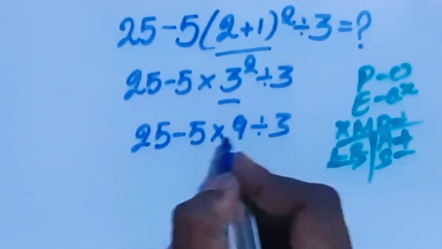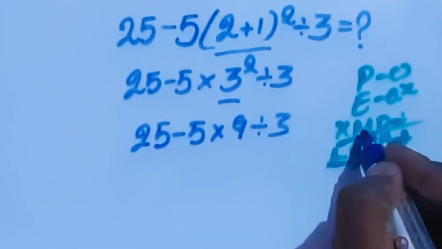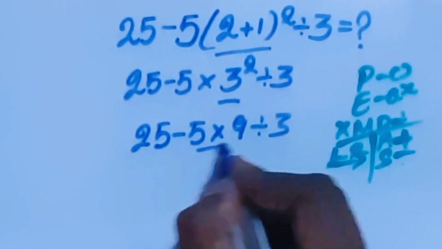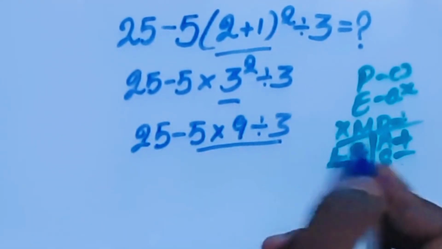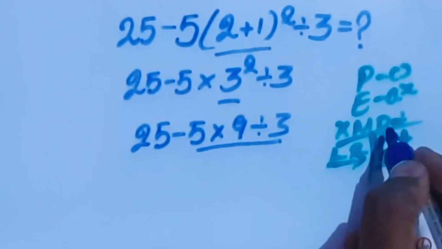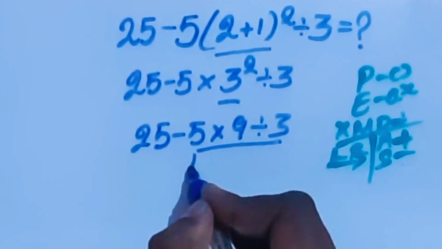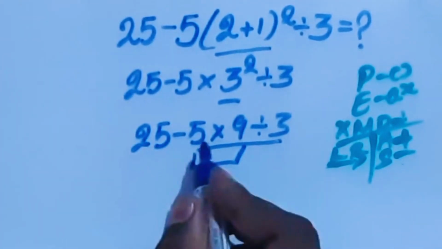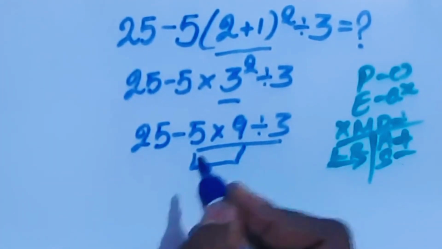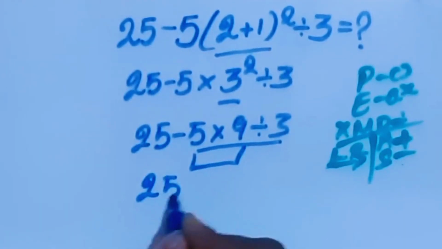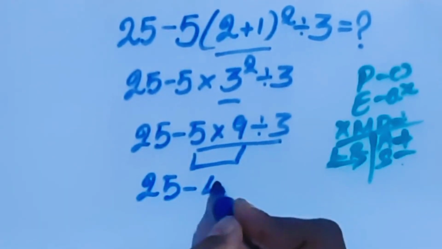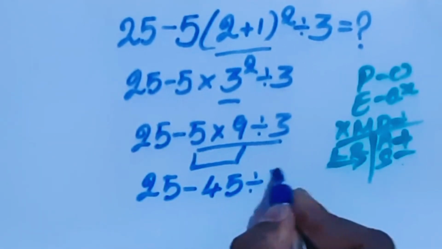Here we have subtraction, multiplication, division. Here next priority is multiplication and division. So we have to do this multiplication and division before this subtraction. Here multiplication and division are equal priority. For this equal priority, we have introduced this left to right rule. Here left to right is 5 times 9. So we have to do this 5 times 9 before any other operation. So 25 minus 5 times 9 is 45, divided by 3.